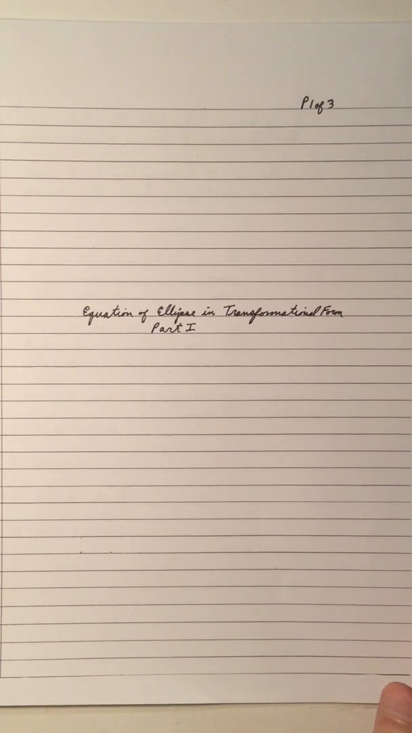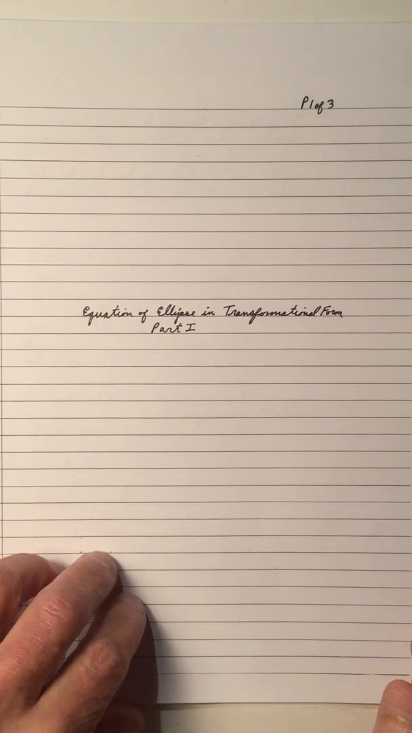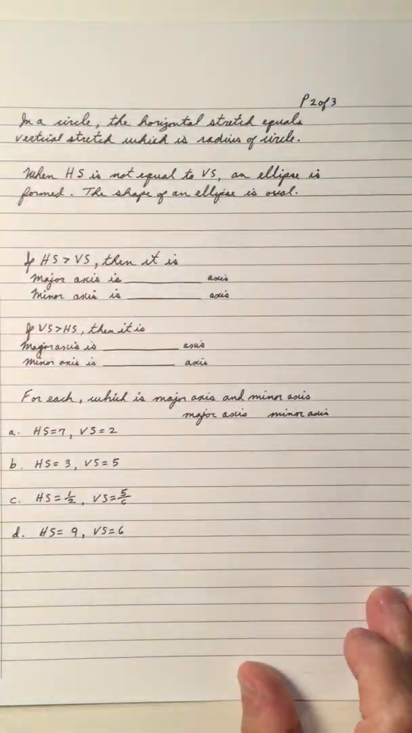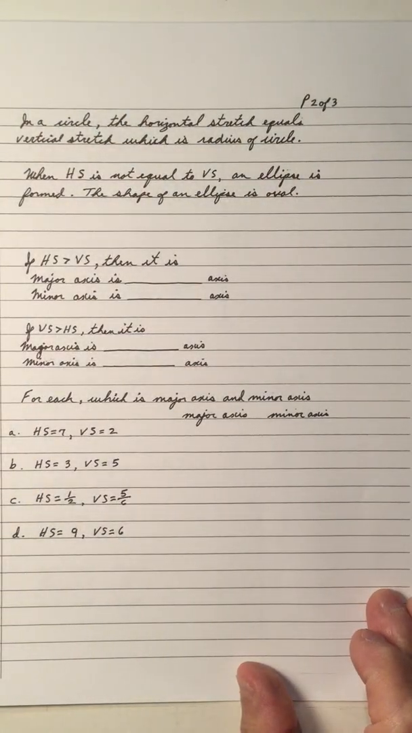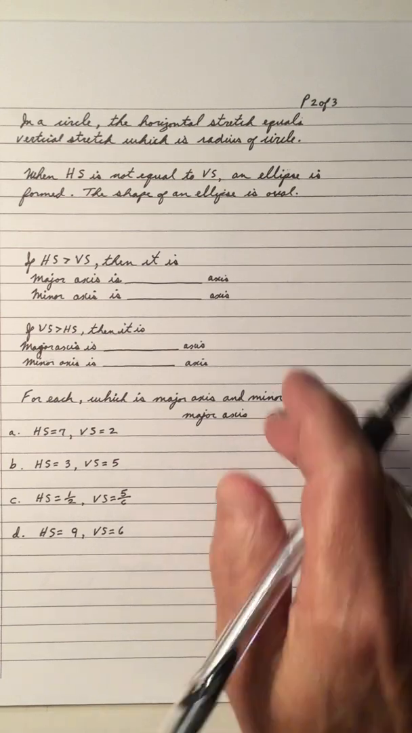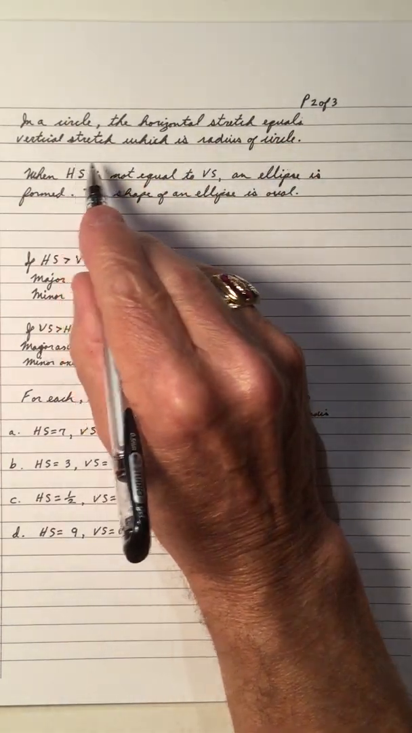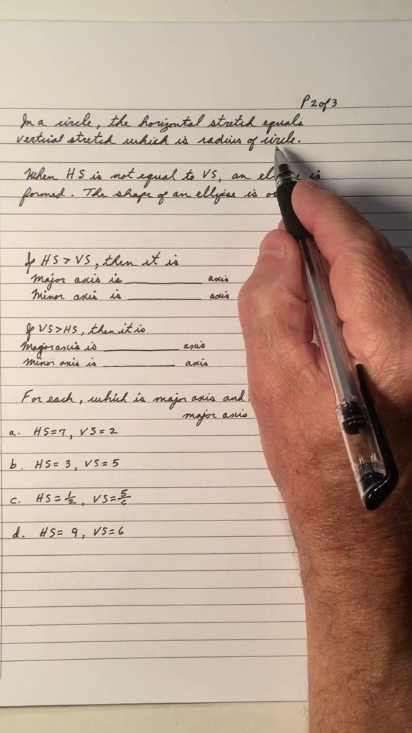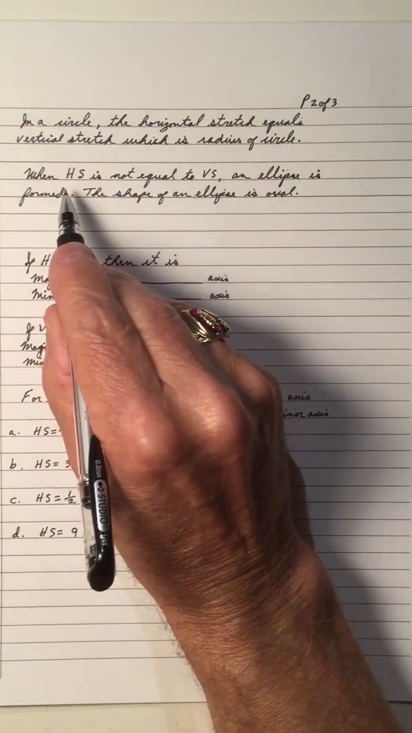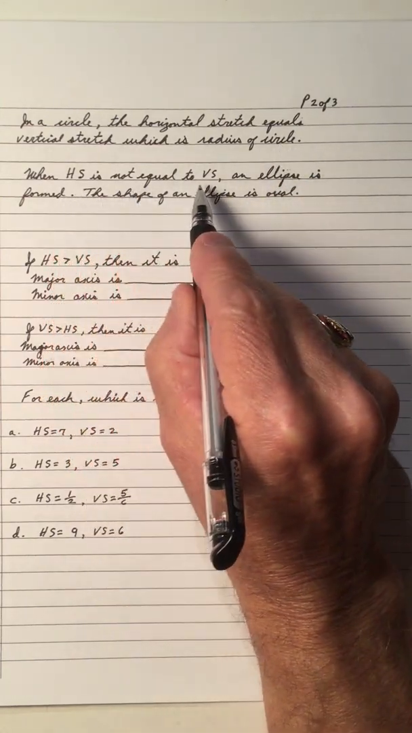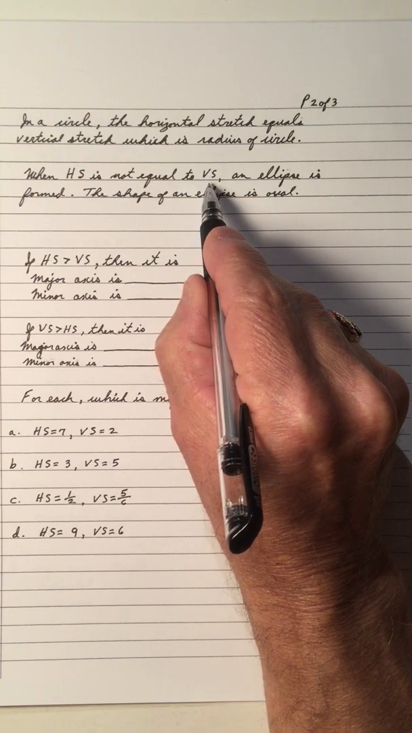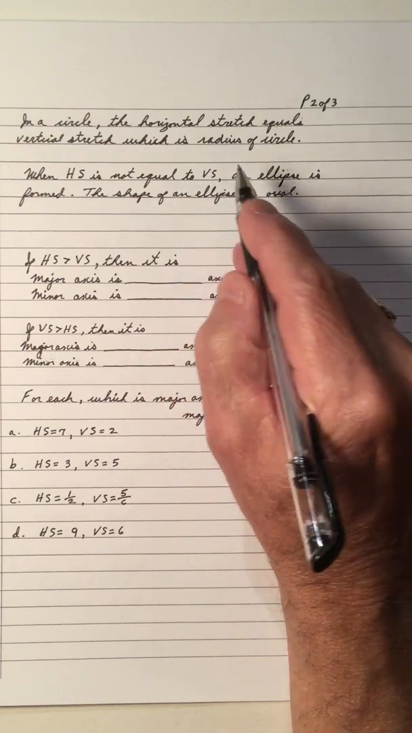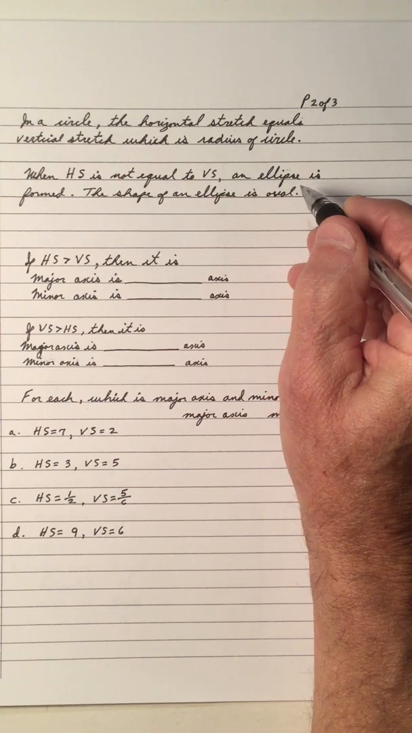Hi, and welcome to a video on the equation of an ellipse in transformational form, part 1. In a circle, the horizontal stretch equals the vertical stretch, which is the radius of the circle. When the horizontal stretch is not equal to the vertical stretch, an ellipse is formed. The shape of the ellipse is oval.